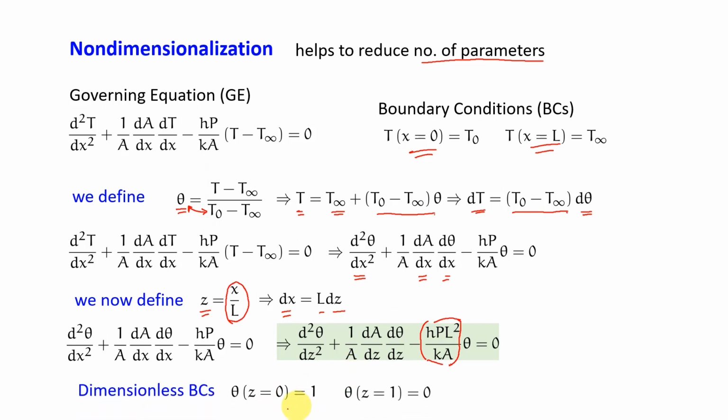The boundary condition at the same time also must be non-dimensionalized. When we have T equals T naught, you can see from the definition of theta that theta becomes 1, and from the definition of z, this is z equals 0. Similarly, for T equals T infinity, theta becomes 0, and this is at x equals L. So from the definition of z, this becomes z equals 1.